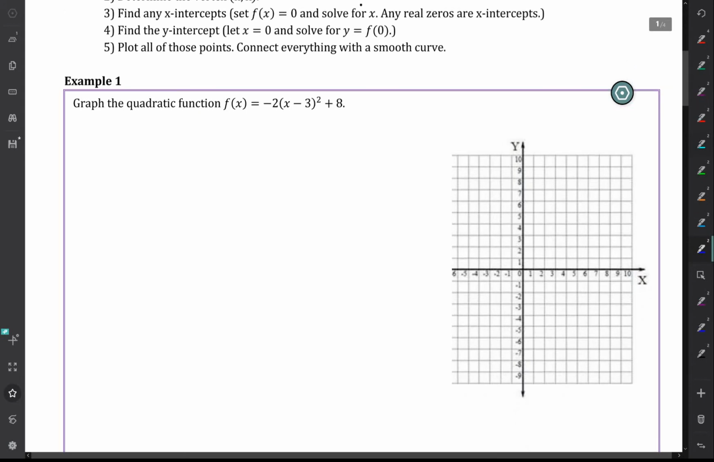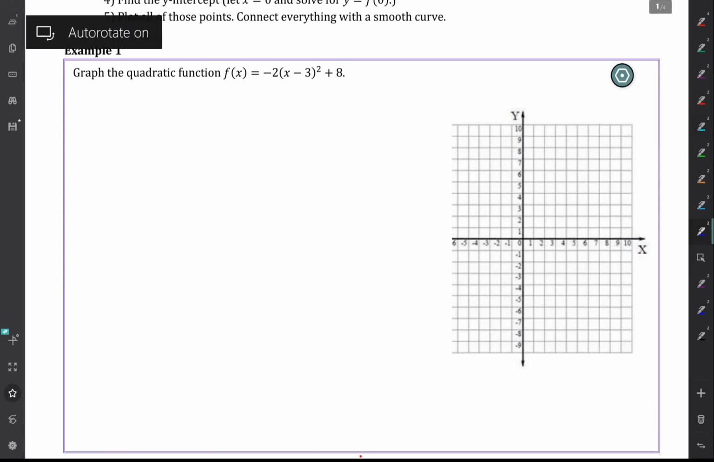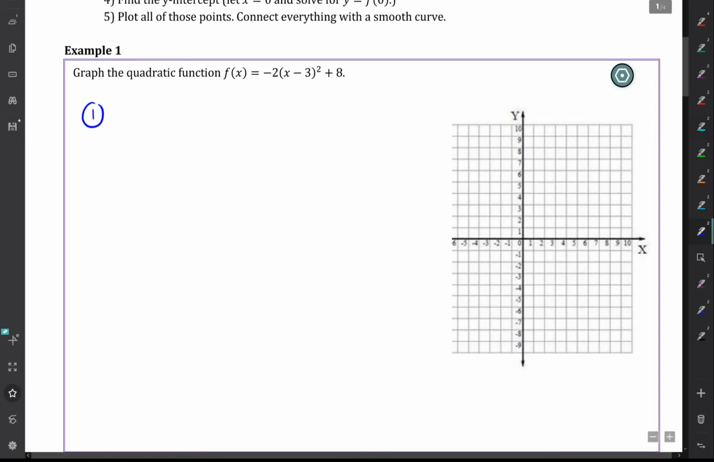So step number 1 is to figure out whether this is a u or an upside down u, and you do that by looking at the leading coefficient. Here the leading coefficient a is -2, and that's less than 0, so this is upside down. This graph is going to be an upside down u. So I already know that's going to be cupping down.